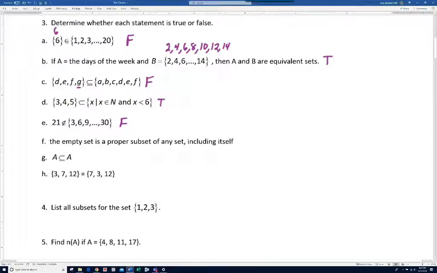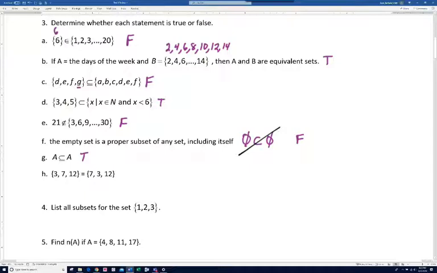On F, it says the empty set is a proper subset of any set, including itself. Now you've got to think carefully here, because we've discussed the fact that the empty set is a subset of every set. Actually, it's a subset of every set, but it's not a proper subset of itself, because, remember, to be a proper subset, you can't be equal. So we can't say that the empty set is a proper subset of the empty set, and so this is false. G is true because every set is a subset of itself.